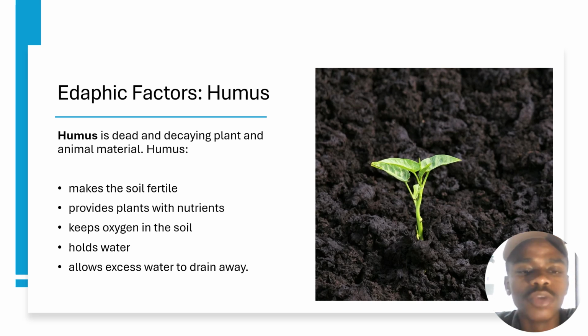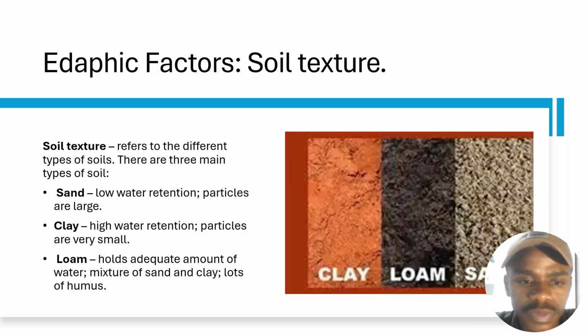Now, humus makes the soil fertile, as I've said. It provides plants with nutrients, keeps oxygen in the soil, holds water, and allows excess water to drain away so that the soil does not have too much water, which also destroys the growth of the plant, and the soil might lose its value if it has too much water.